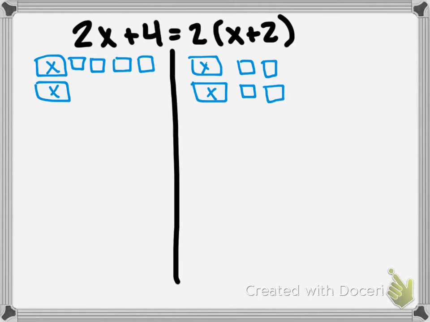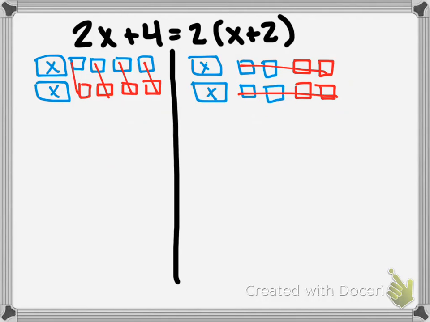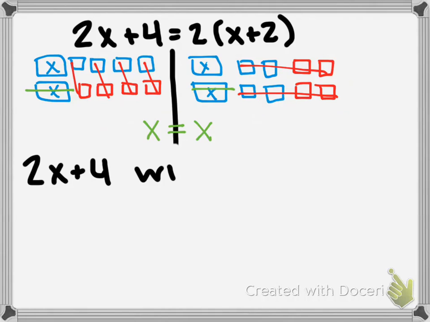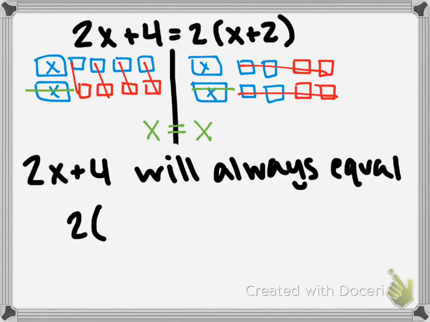My first step is to get rid of my 1s, so I'm going to add 4 negative 1s to both sides and get rid of my zero pairs. I'm now left with 2x equals 2x, which means x equals x. So 2x plus 4 will always equal 2 times the quantity x plus 2. No matter what value I put in for x, they're always equal.